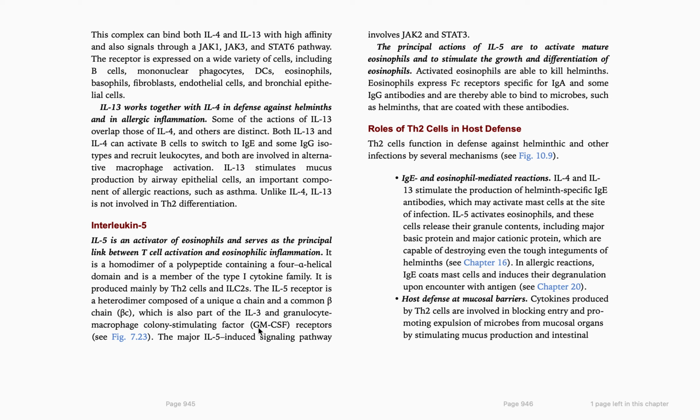Interleukin 5 activates eosinophils, and these cells release their granule contents, including major basic protein and major cationic protein, which are capable of destroying even the tough integument of helminths. See in chapter 16: in allergic reactions, IgE coats mast cells and induces their degranulation upon encounter with antigen.